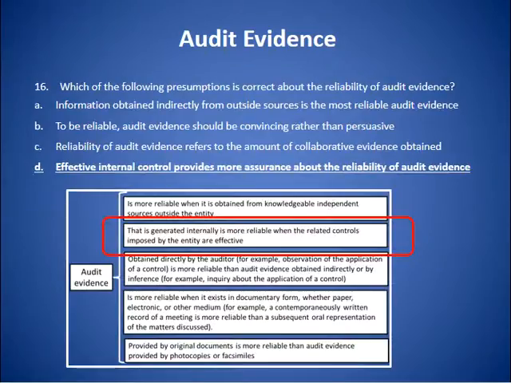Okay, which of the following presumptions is correct about the reliability of audit evidence? And the answer in this case is D. Effective internal control provides more assurance about reliability of audit evidence.